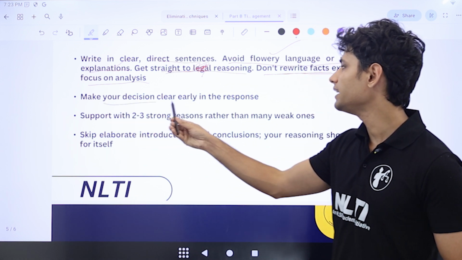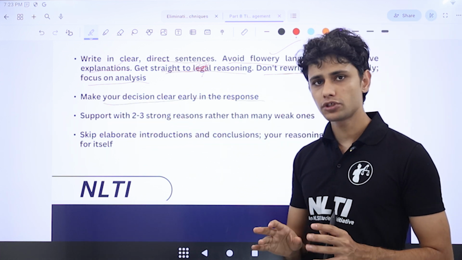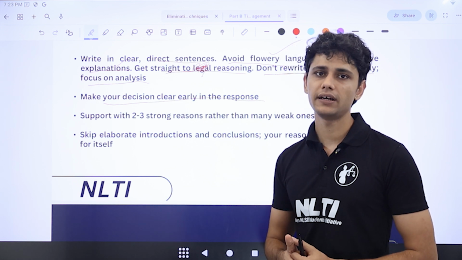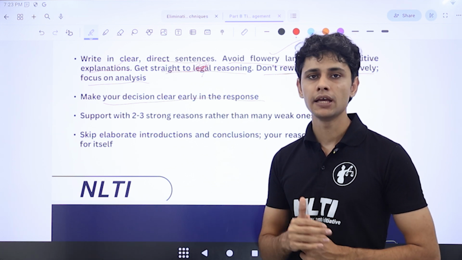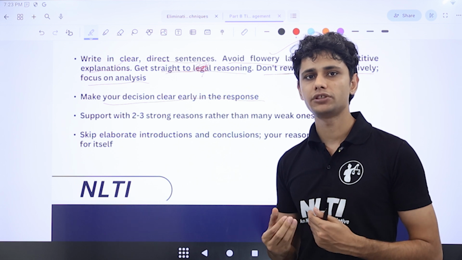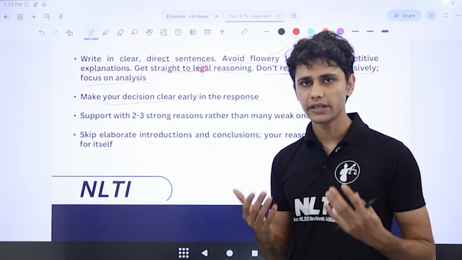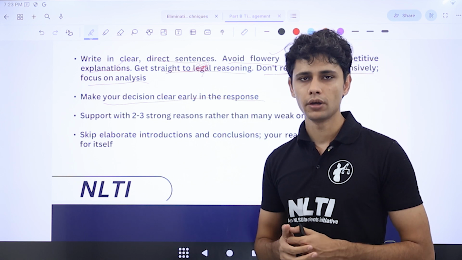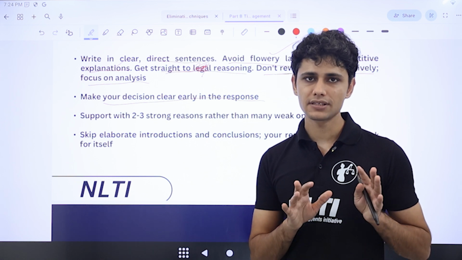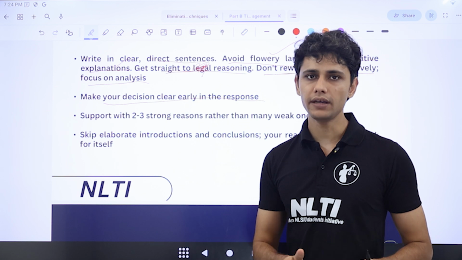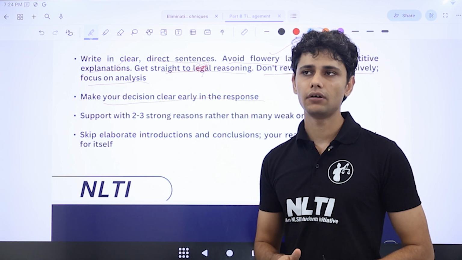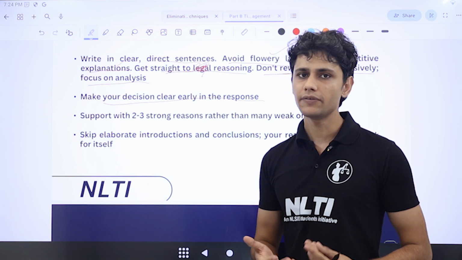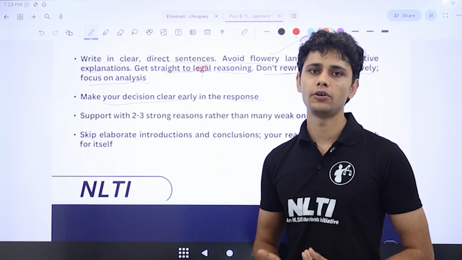Make your decision early in the response. Very important. Most students, when they're thinking about what to write, take up a significant amount of their time in thinking which side should I take. My honest advice is that most of these questions are very well balanced. So once you're reading the question, do not take too much time on thinking which side should I really argue for, because both sides will have a significant number of arguments that you can make. So it's really not worth engaging in thinking what side should I take. Whichever side you have taken, you'll have sufficient material to write on.